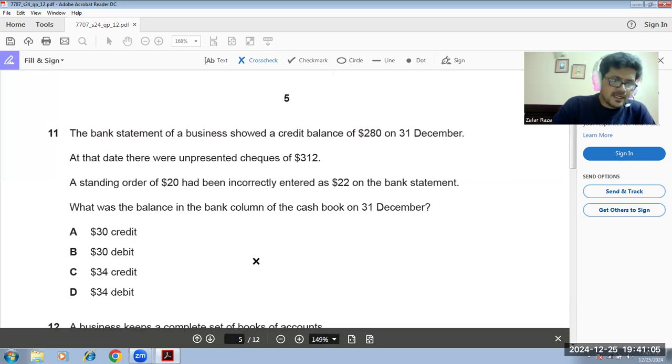Balance as per bank statement 280 minus unpresented checks, minus, sorry, plus, because that $2 is going to be added by the bank sooner or later. So minus 30. The answer is minus 30. It means the cash book was showing a credit balance of $30. So this should be the answer. 11 should be the answer.